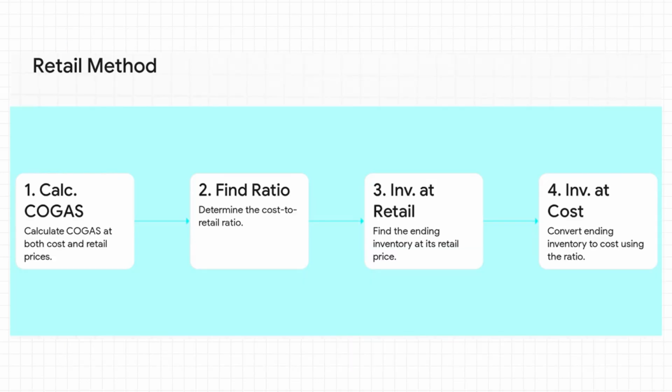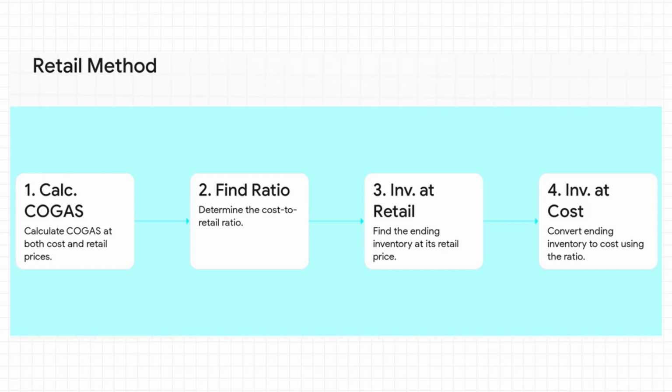First, you figure out the relationship between the cost of your goods and their retail prices. That gives you a super important number called the cost-to-retail ratio. Then you figure out what your ending inventory is worth at its retail price. The final step is just using that ratio to translate the retail value back to what it likely cost you.